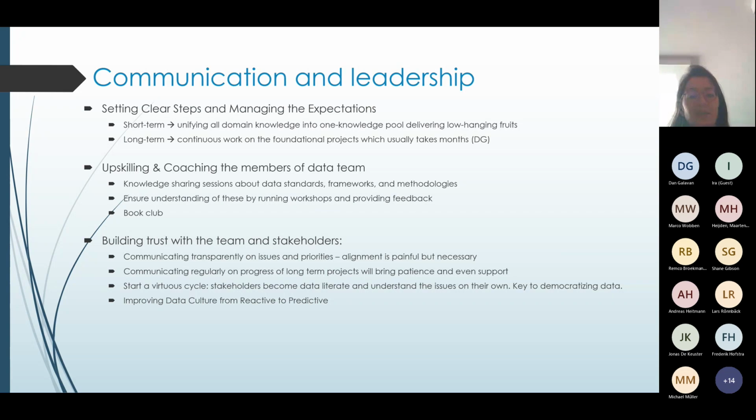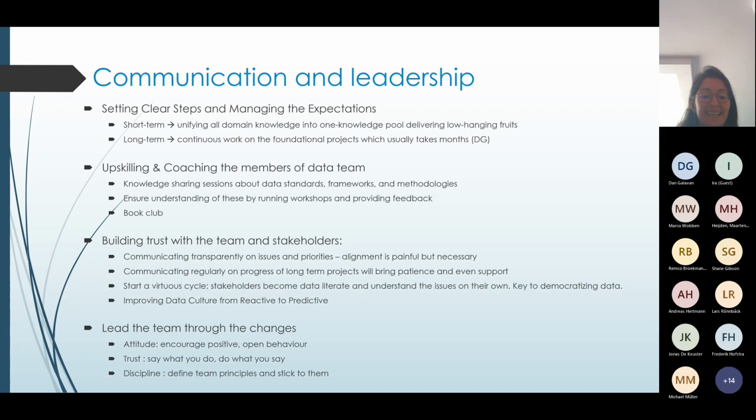So I say start with a virtuous cycle of making your stakeholders more data literate and gaining the benefit of improving data culture in the whole company. That has brought a lot of value, at least in my previous experiences.